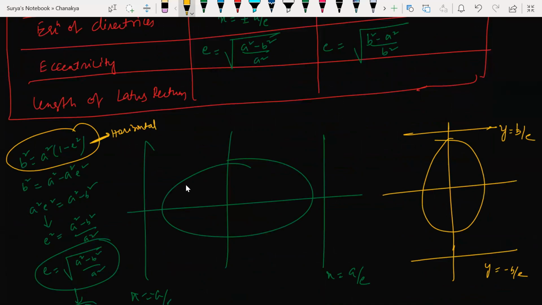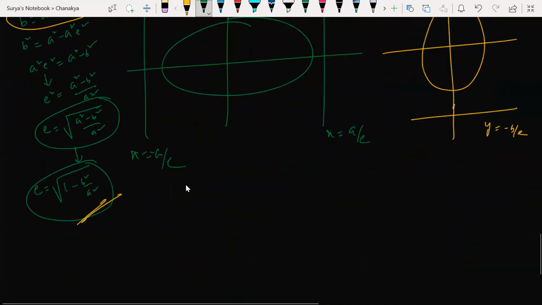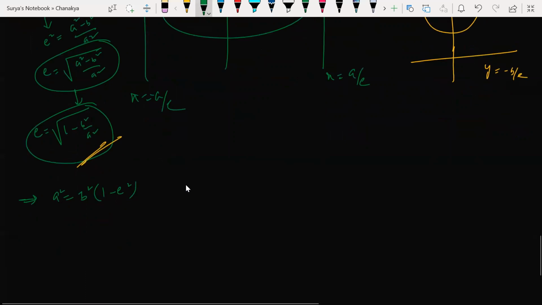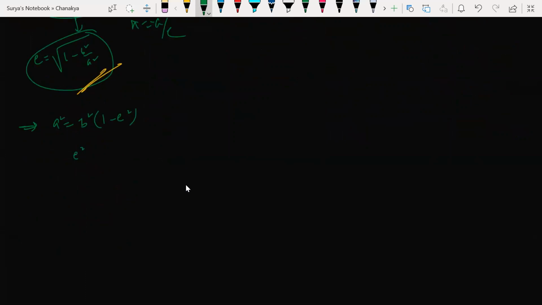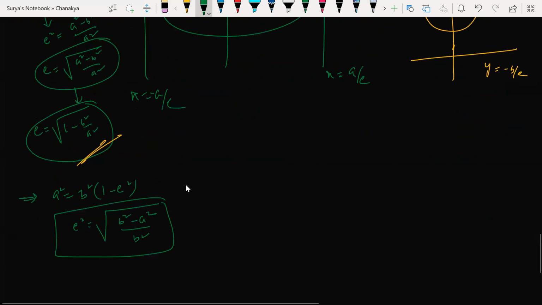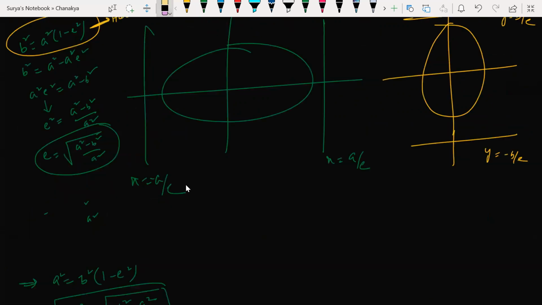If I talk about vertical ellipse, what would it be? a square is equal to b square into 1 minus e square. परफेक्ट, वेरी गुड. देखो इधर से हम क्या करेंगे, e स्क्वायर का वैल्यू निकालेंगे, तो मुझे क्या मिलेगा, बी स्क्वायर माइनस ए स्क्वायर डिवाइडेड बाई बी स्क्वायर. ठीक है, इफ आई फाइंड आउट e वैल्यू. होप इट इज क्लियर विथ एवरीवन. होप यू आर अंडरस्टैंडिंग व्हाट एग्जैक्टली वी आर टॉकिंग अबाउट हियर.